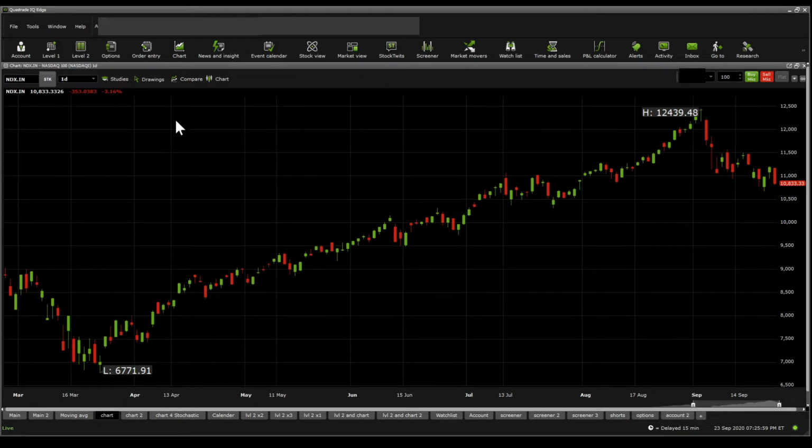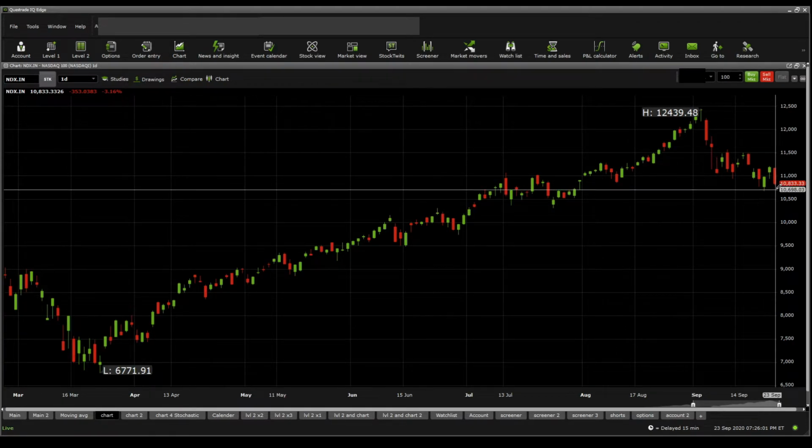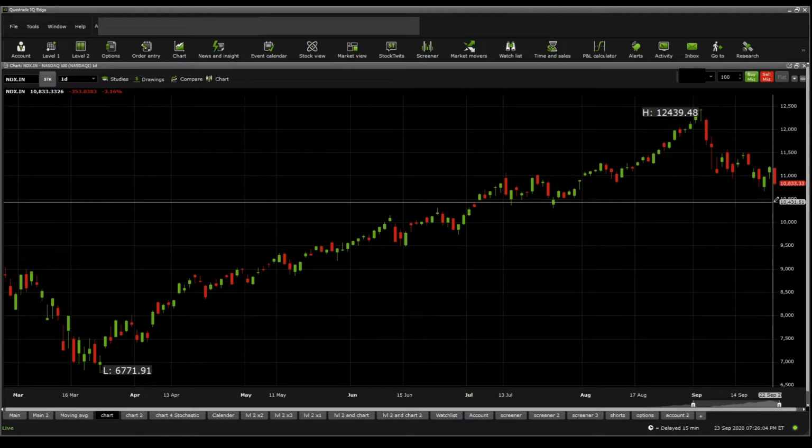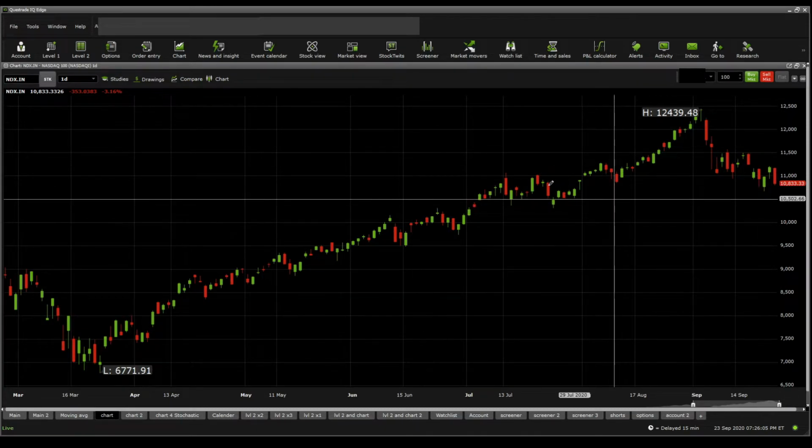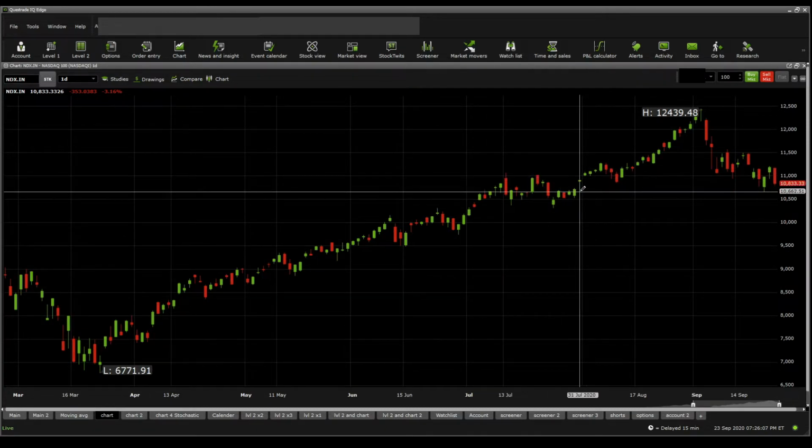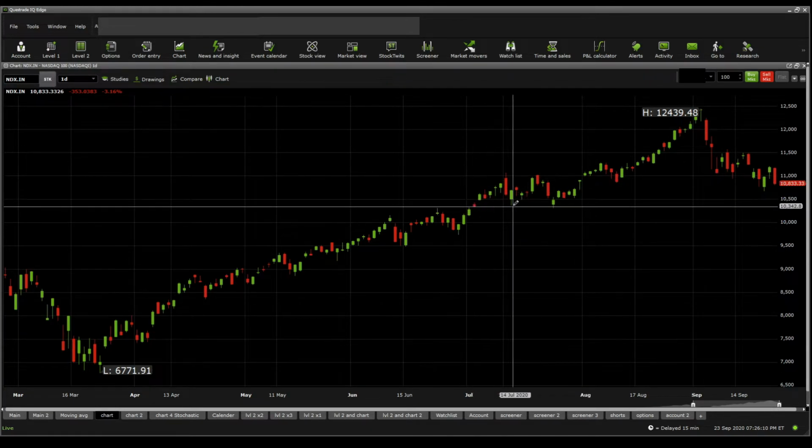Now, significant support points that I think we would be very much in trouble if we broke would probably be around this area here. And that was the area where we had a bunch of red days in July. It wasn't red days, it was more sloppy.